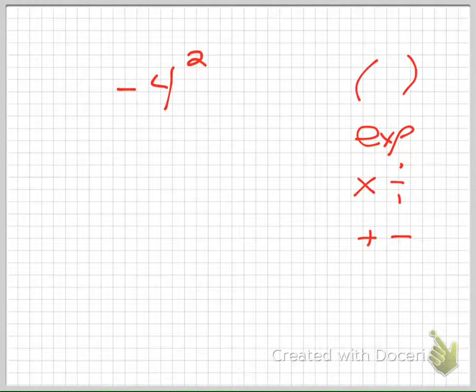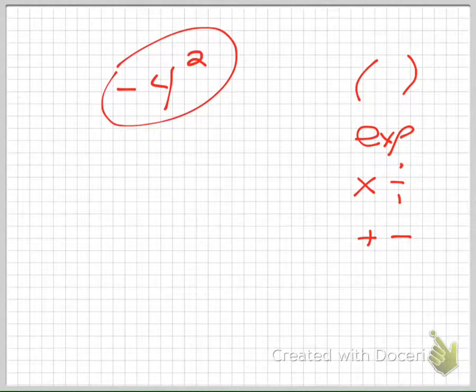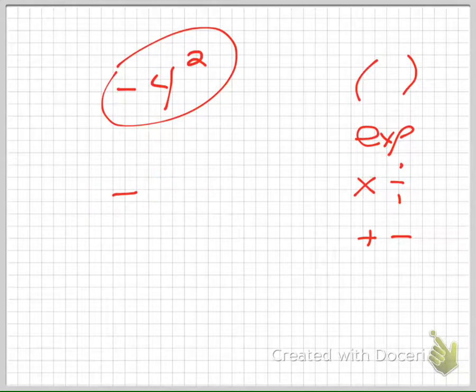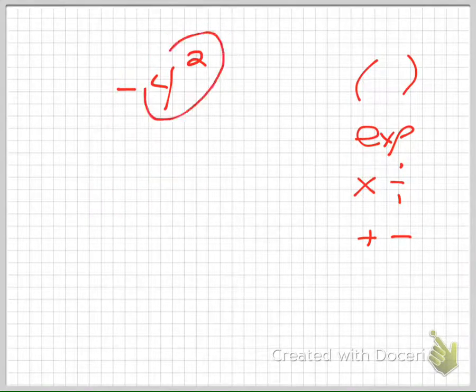Well, here's the deal. Technically, negative 4 is no different than negative 1 times 4. What is being squared there? 4 is being squared. Do you see that? Therefore, 4 squared is 16, and then you put the negative out in front of it. This is negative 16, because we're actually squaring the 4. Does that make sense?